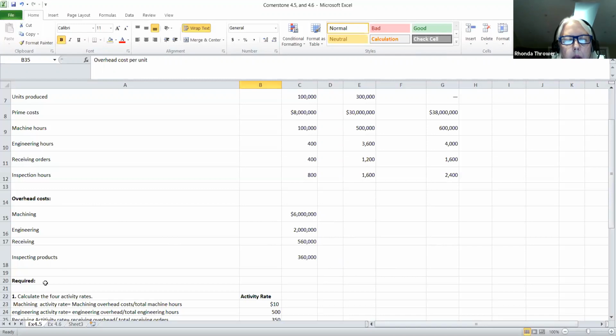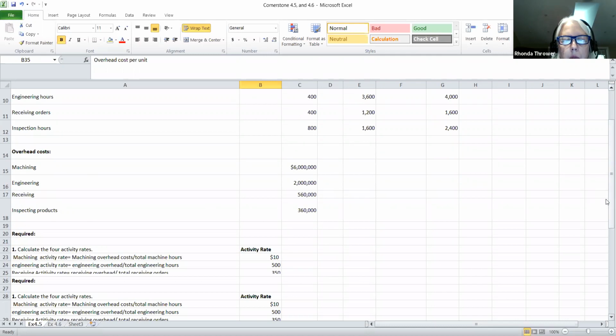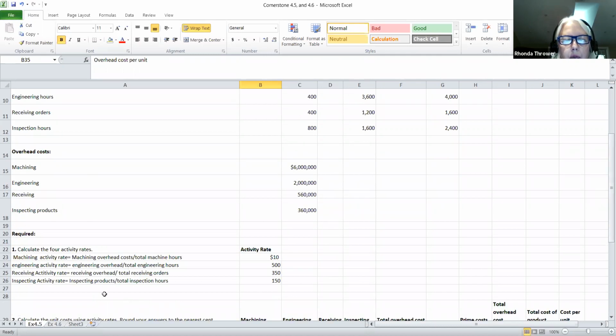Under the requirements, we want to calculate the 4 activity rates. The activities are machining, engineering, receiving, and inspecting products. Those are the types of activities we're going to be looking at, so those are the 4 activities for which we're going to calculate an activity rate.